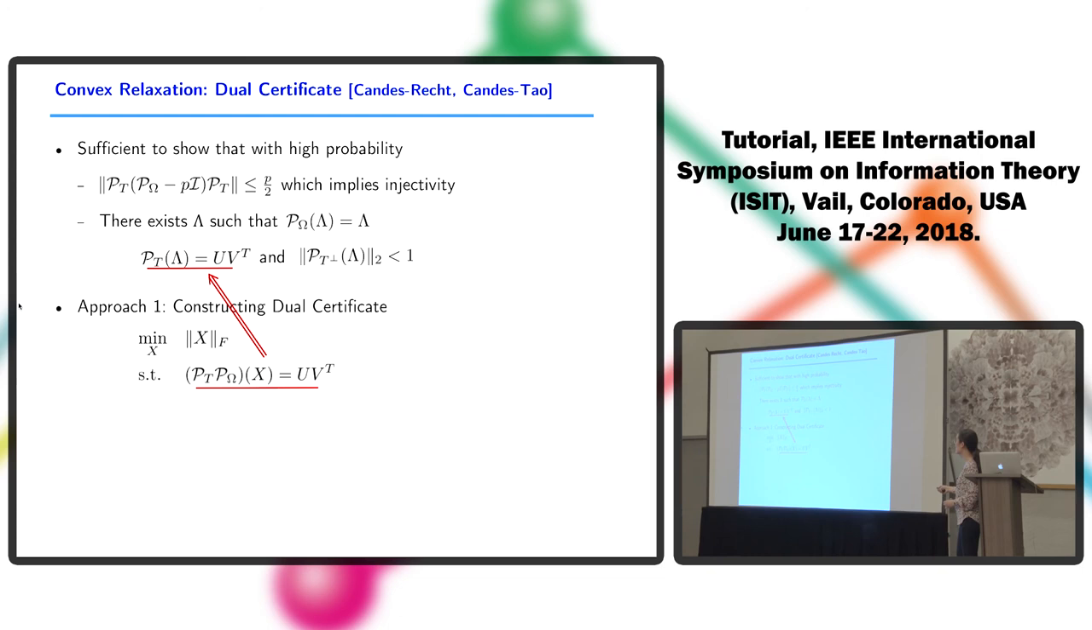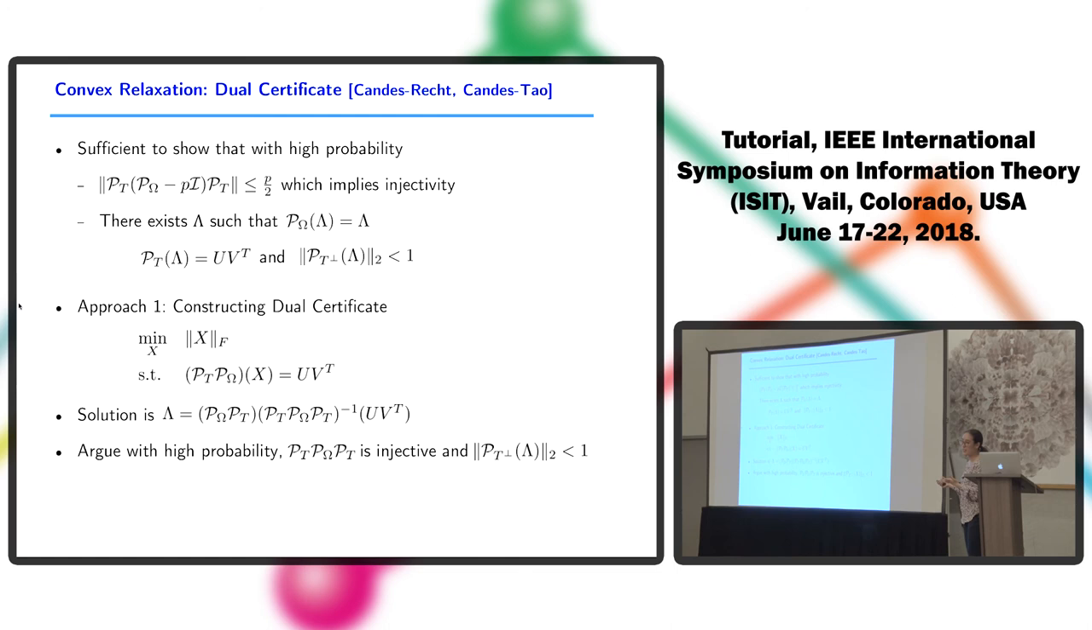And then this constraint is directly enforcing the first condition. And the hope is that, well, if I'm minimizing the Frobenius norm, then hopefully I'm also satisfying the second condition, the spectral radius is small. The reason why they picked the Frobenius norm is because there's an analytical solution to this optimization problem written in this way.